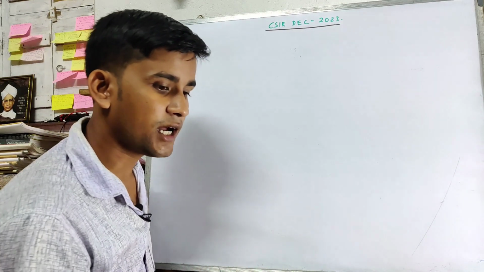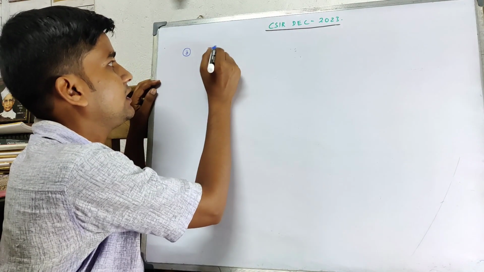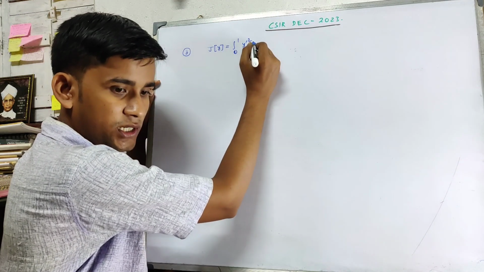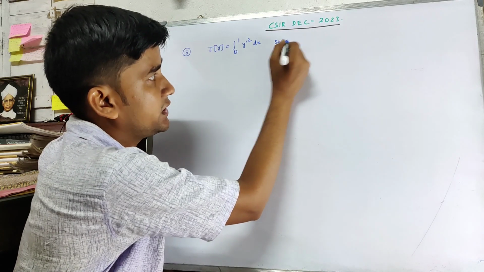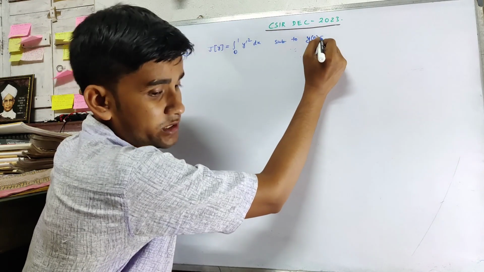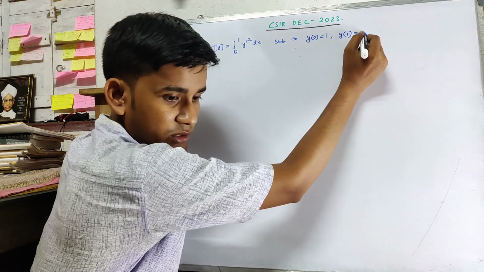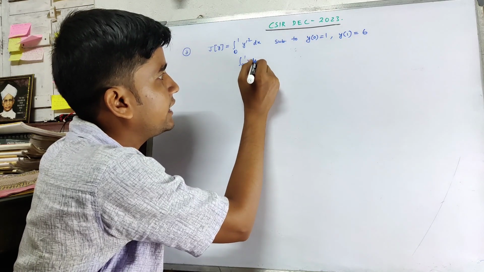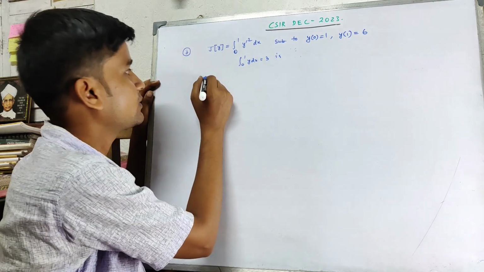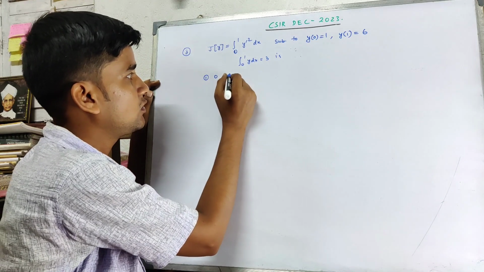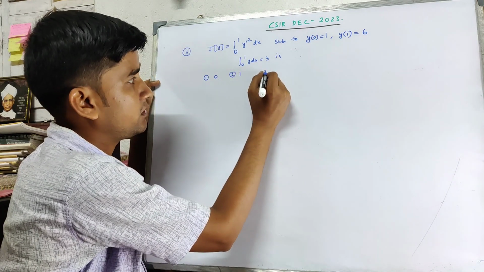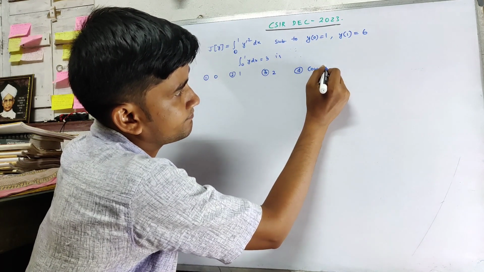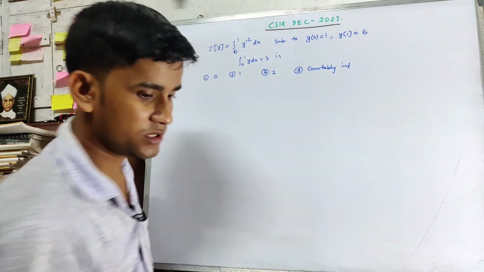It says that the cardinality of the set of extremals of J, which is equal to the integral from 0 to 1 of y dash square dx, subject to y(0) equal to 1 and y(1) equal to 6, and the integral from 0 to 1 of y dx equal to 3, is: option 1 is 0, option 2 is 1, option 3 is 2, and option 4 is countably infinite. Okay, so these are the 4 options.